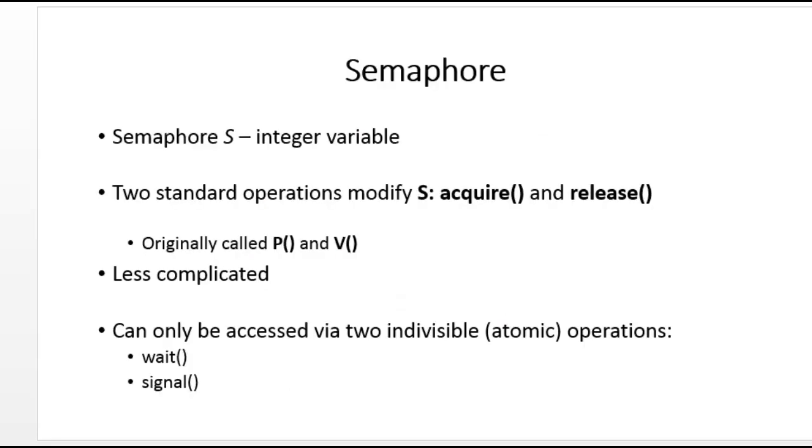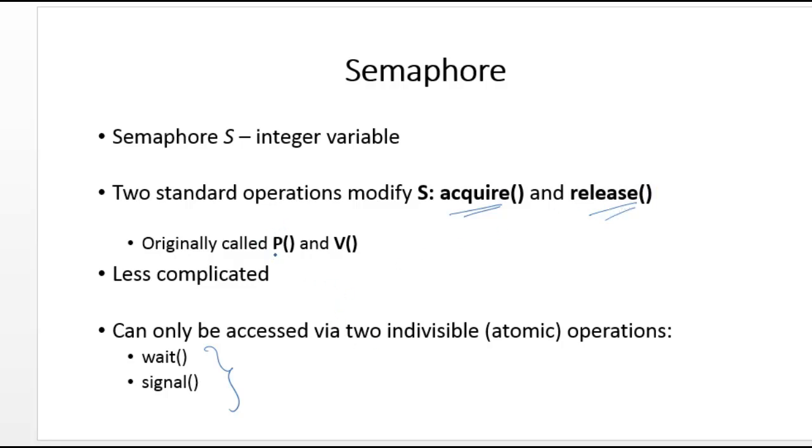Semaphores can solve the critical section problem, as I said, by using two atomic operations called wait and signal. Apart from initialization, a semaphore can be accessed only through these two atomic operations. Initialization of a semaphore is done before any process tries to operate on it. And wait operation is for acquiring the resource, and signal operation is for releasing the resource.